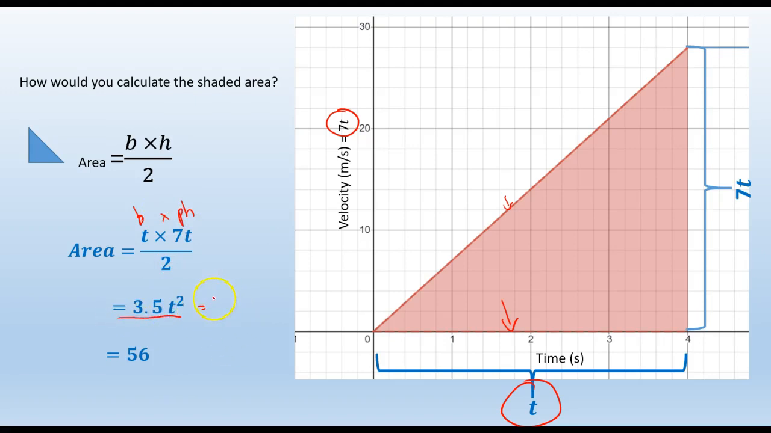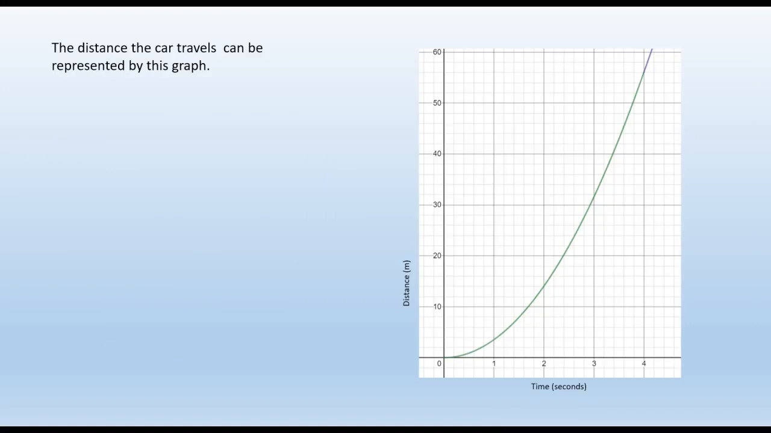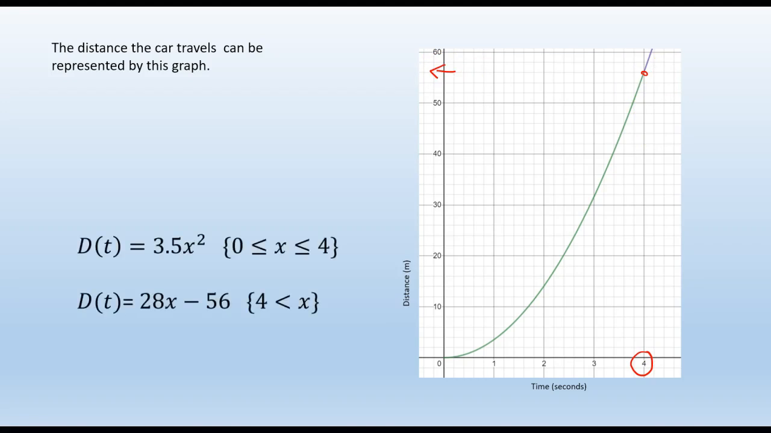So if we plugged in our values, our time is going to be 4 seconds, and 7 times the time is 28. Divide that by 2, and that's going to give us our answer of 56 units. So the area between our function and our x-axis from 0 to 4 seconds is 56. I'm going to go back to have a look at our distance time graph. Can you see that at 4 seconds, the distance travelled was 56 meters.